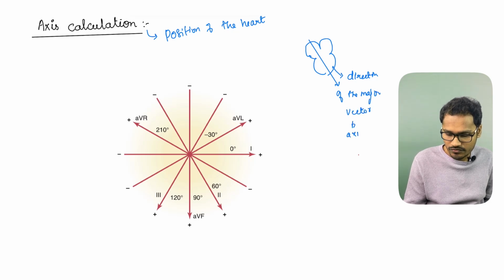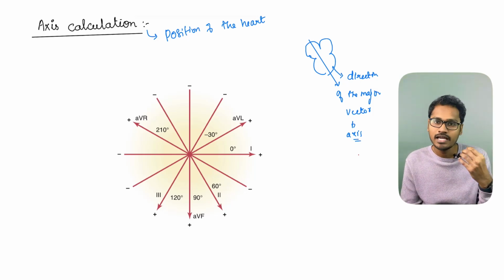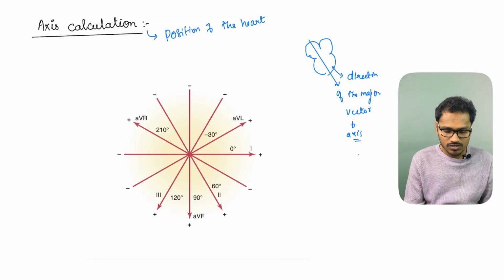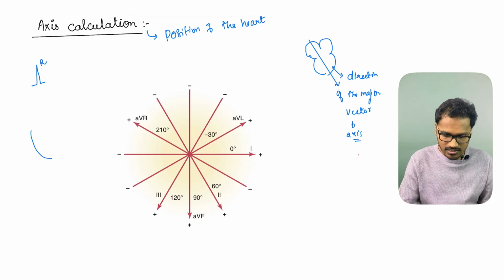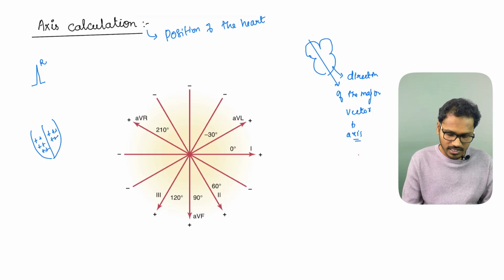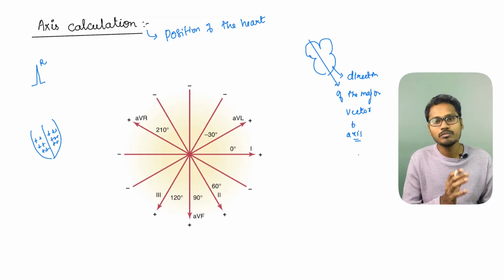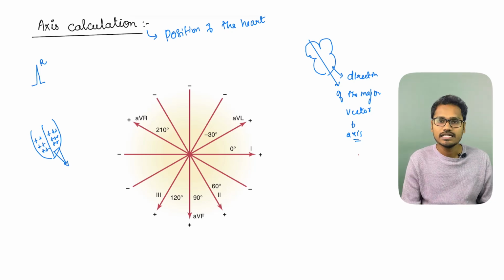So we are going to find out the exact position of the heart depending upon the direction of the major vector. And all of us know that in ECG the major vector is the R wave. In a normal person, there are two ventricles, the right and left ventricles, and whenever they depolarize, they produce instantaneous vectors, which we have already seen. Once they produce so many instantaneous vectors, the end result is a mean vector. This mean vector will give us the direction.